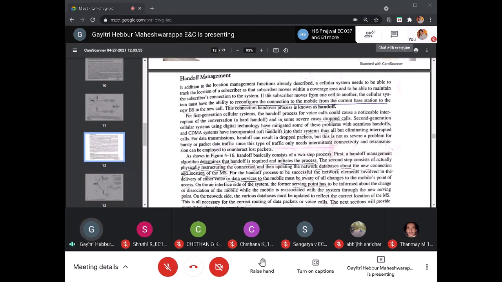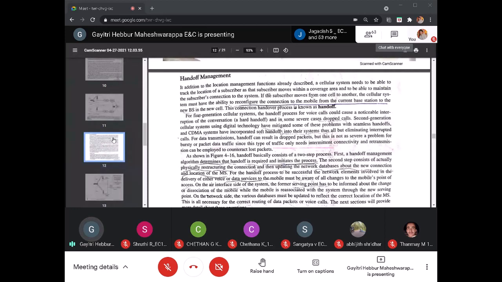What will happen is, if it is moving from one cell to another cell while the call is in process, the reconfiguration of the new channel allocation for the new cell was not smooth. So the subscriber can notice some interruptions, or the call can be dropped and disconnected. That kind of handoff we call a hard handoff.